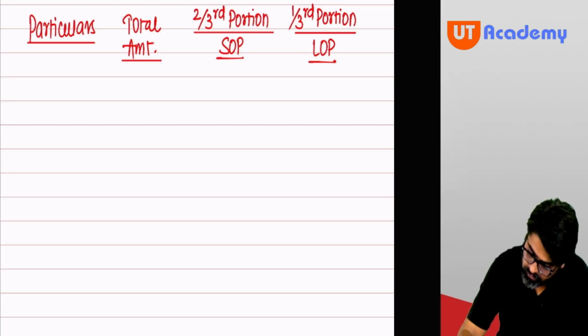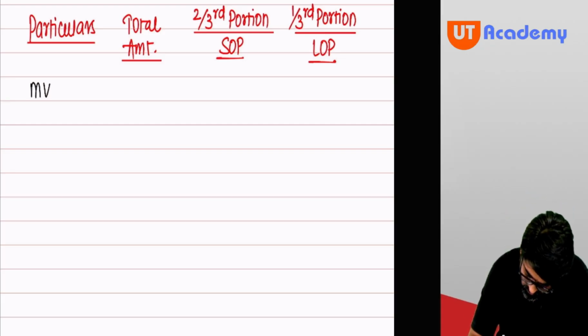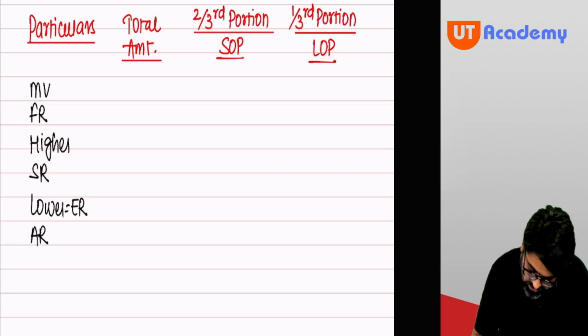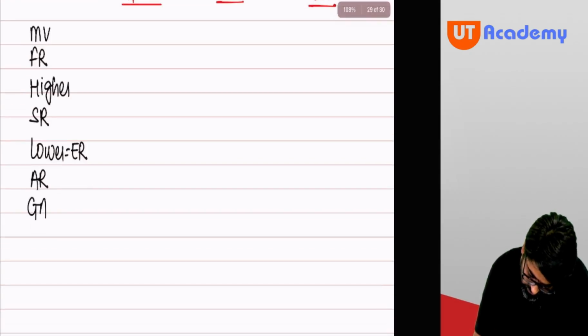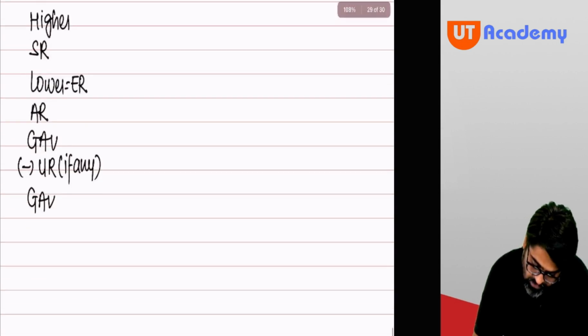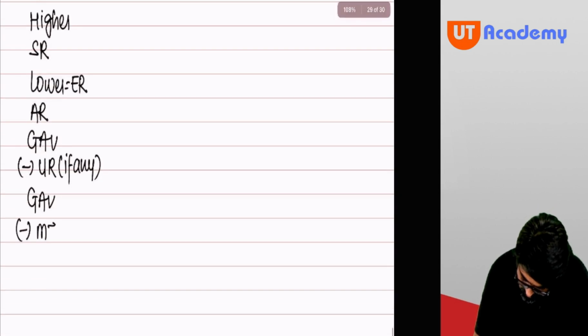Now pay attention. We'll start with municipal value. Fair rent, whichever is higher, higher amount compared with standard rent. Whichever is lower, lower is equal to expected rent compared with actual rent. I will get GAV. Out of that GAV, I will reduce unrealized rent if any. So I will get final GAV. Out of that, I will reduce municipal tax. I will get NAV. Yes or no?